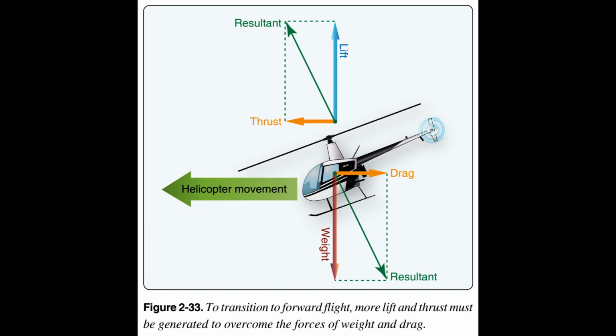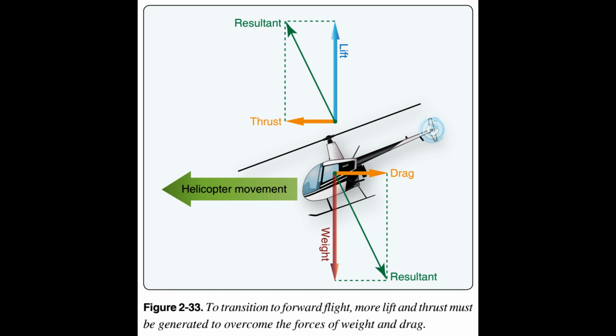Figure 2.33. In straight-and-level, unaccelerated forward flight, straight-and-level flight is flight with a constant heading and at a constant altitude, lift equals weight and thrust equals drag. If lift exceeds weight, the helicopter accelerates vertically until the forces are in balance. If thrust is less than drag, the helicopter slows down until the forces are in balance.